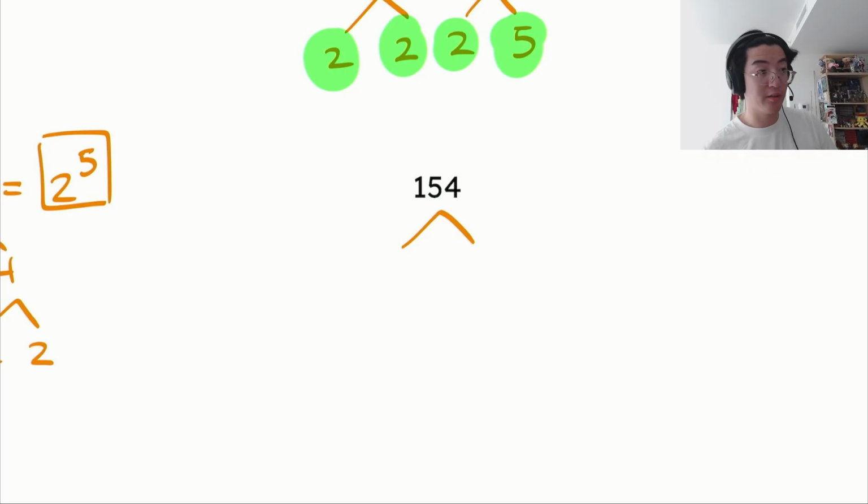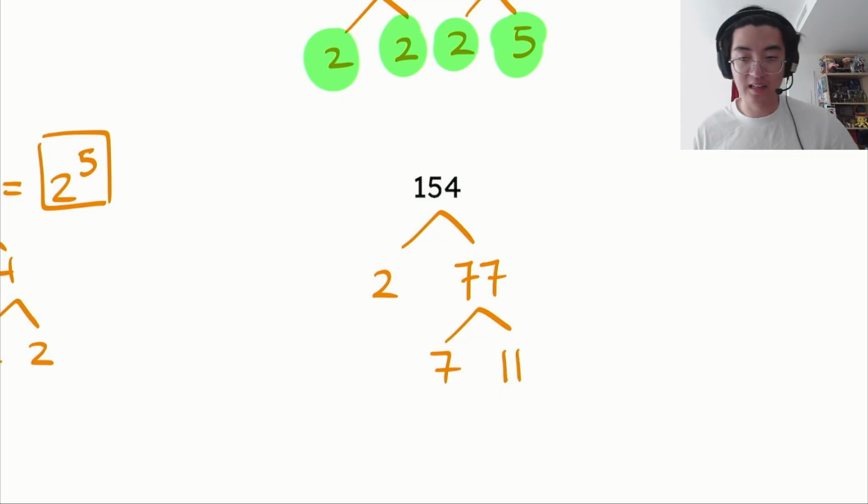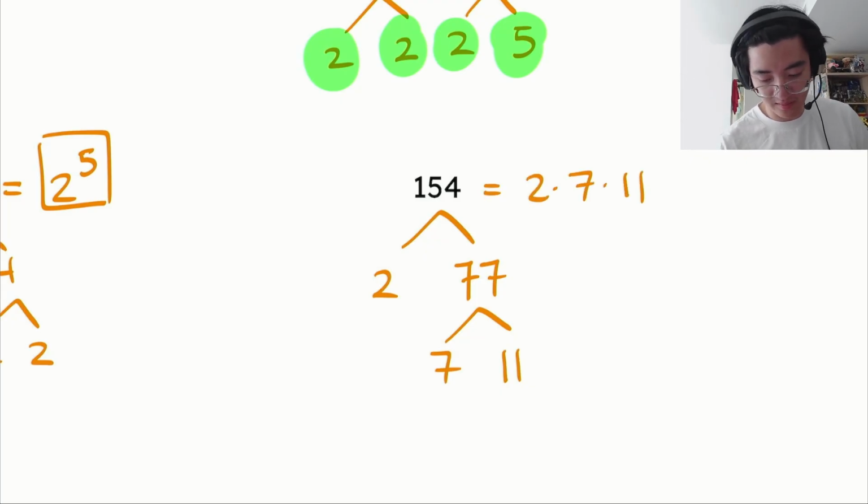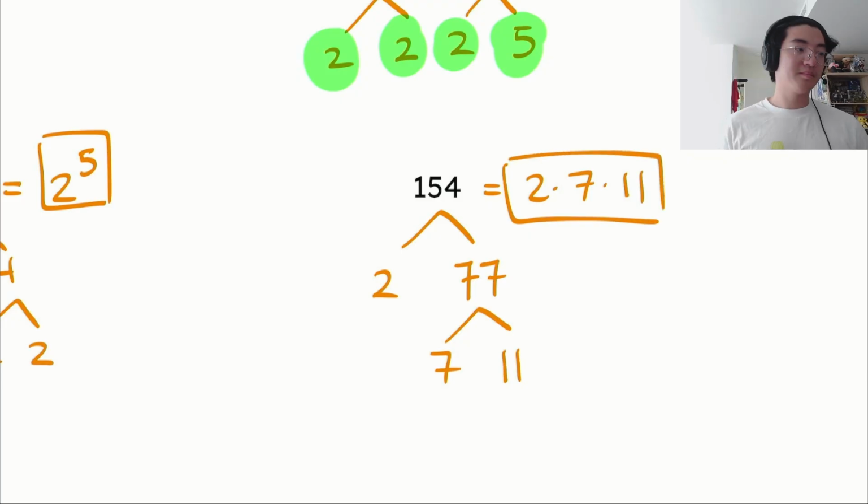154. We know right away because it's even, it has to be divisible by 2. Divided by 2 is 77. And from there, yes, it's odd, but we know that 77 can be divided into 7 times 11. Okay, 7 and 11 both primes. 2 times 7 times 11. Okay, last one.